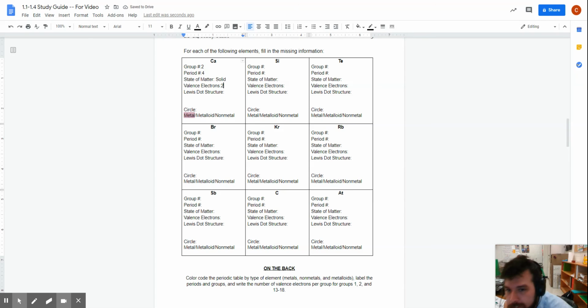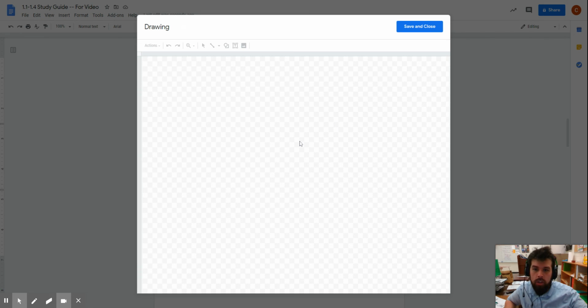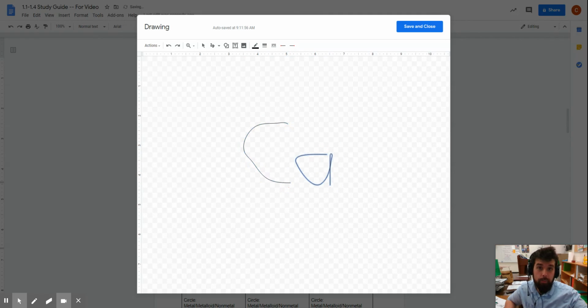And then I need the Lewis dot structure. This is something that I would probably want to go to Google Draw for. So let's see. Calcium. Insert, drawing, new. And then I'll grab my little scribble feature. C, A, doesn't have to look perfect. And then I just need to draw the number of valence electrons. So I got 1, 2. There we go.